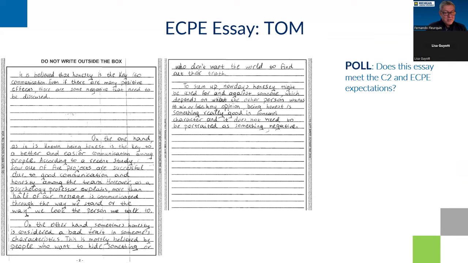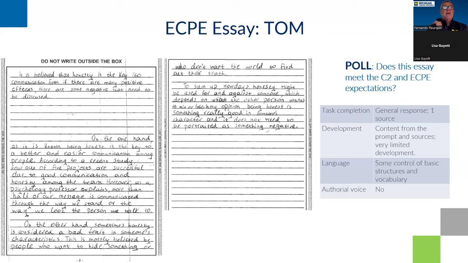can see. Most of you, 85%, think that this is not passing and not meeting the C2 requirements of the CEFR or the expectations for ECPE. I totally agree. It's a very generic response. One of the sources is used, but there's content, like you see the longest paragraph, the one in the middle, that is mostly borrowed from the prompt. "On the one hand, as it is known, being honest is the key to a better and easier communication among people, according to a research study. Moreover, as a psychology professor explains, more than half of the messages communicate." There's not a clear message here.